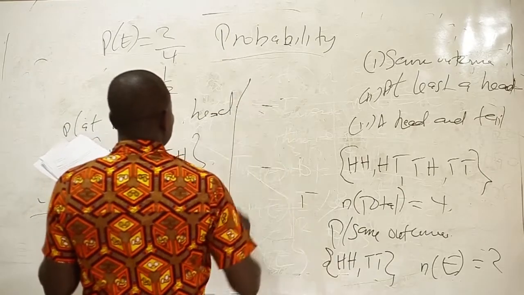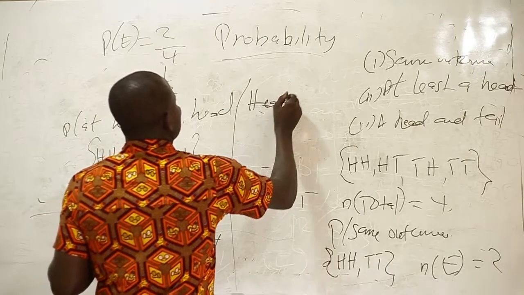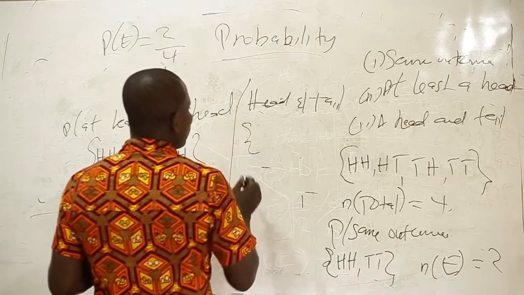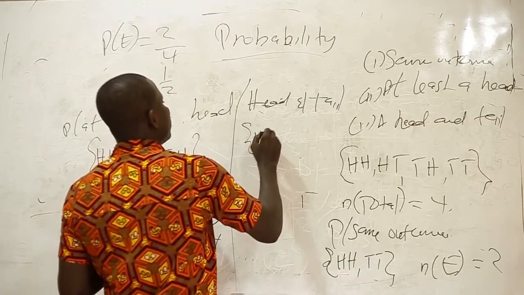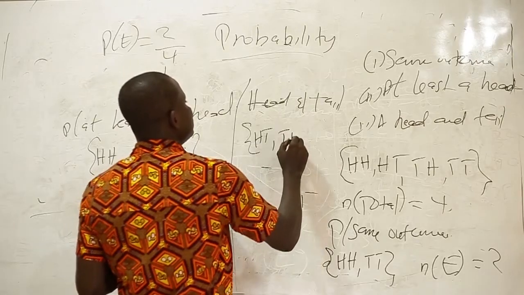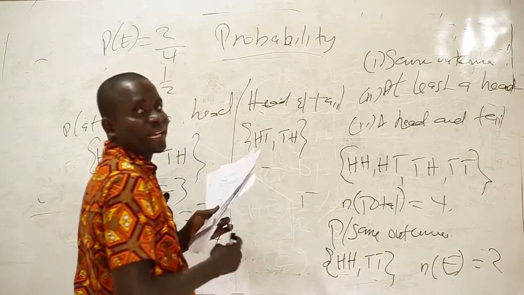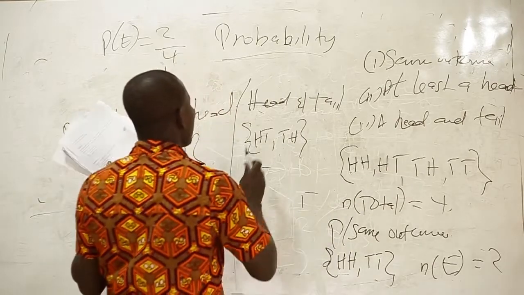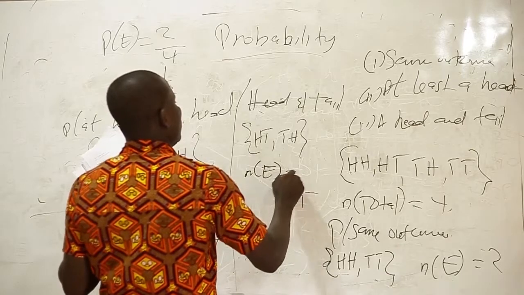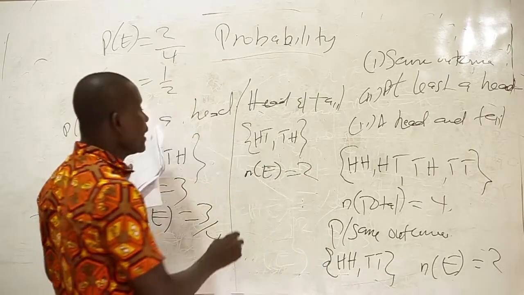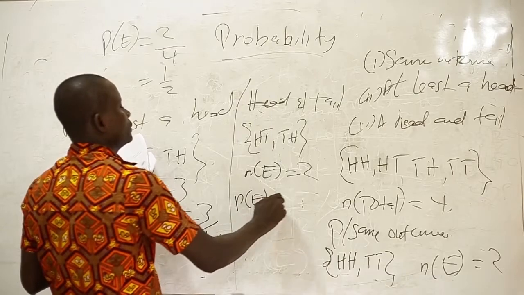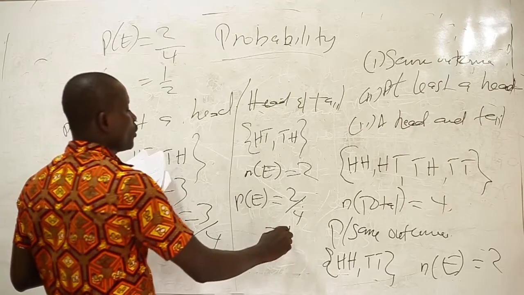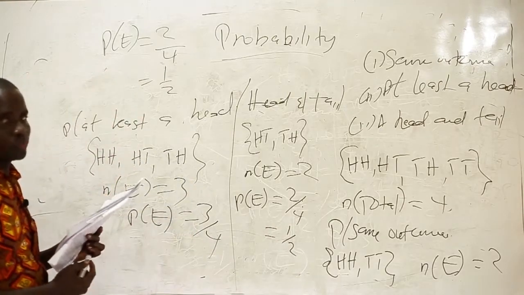Are you okay? Now, then it says a head and a tail. So what are the set of head and tail? We have HT and then TH. I'm repeating. The probability of getting a head and a tail: we have HT and TH. So here once again, what is the N event? N event is equal to 2. So P event will be 2 over 4. And that will give you 1 over 2.